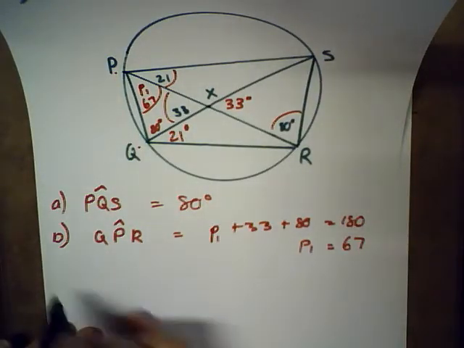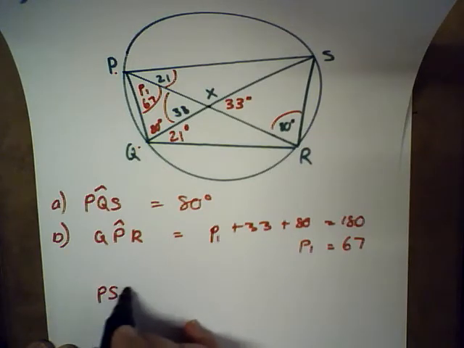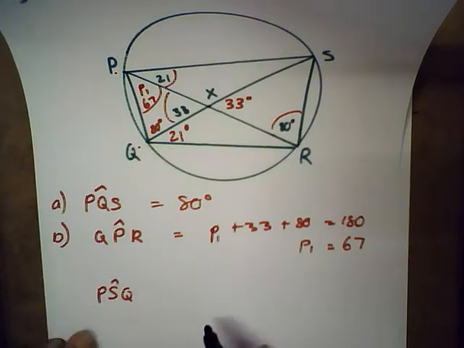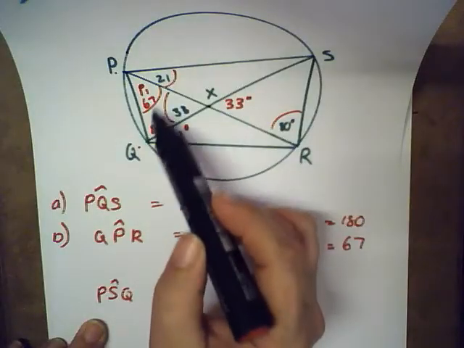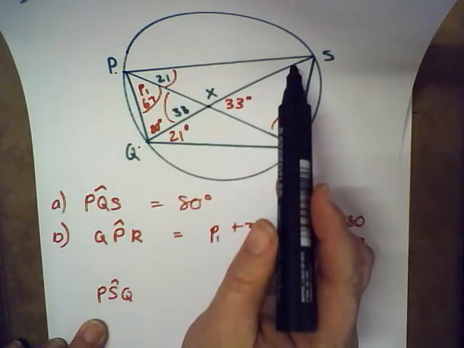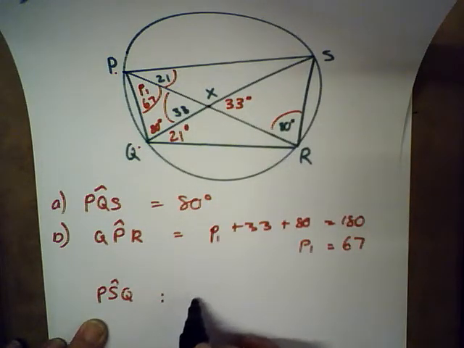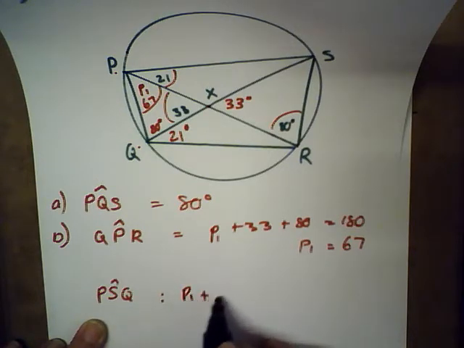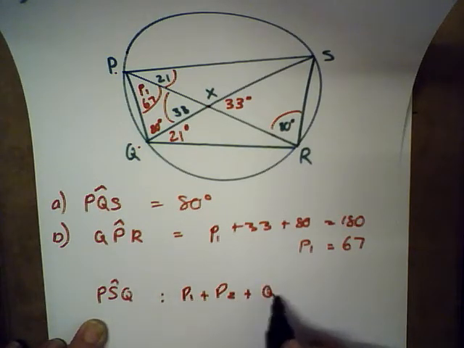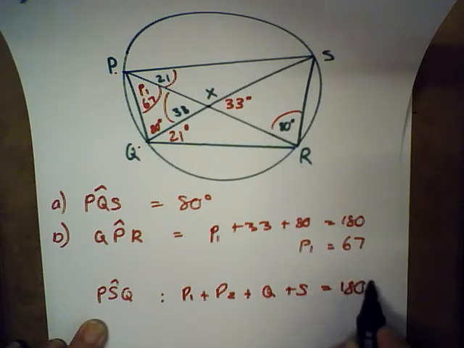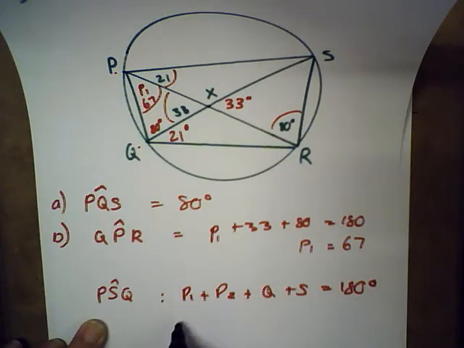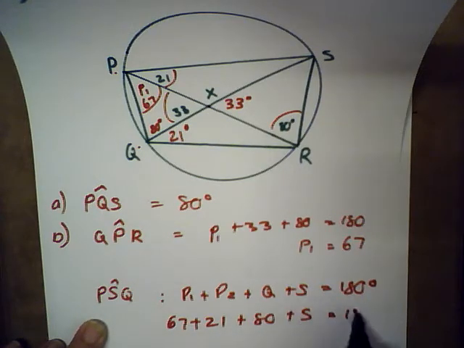Angle PSQ. We have all the interior angles except that little S there, so we know that P1 plus P2 plus Q plus S must add up to 180 degrees. That would give me 67 plus 21 plus 80 plus S is 180. I solve for S and I should get S as 12 degrees.